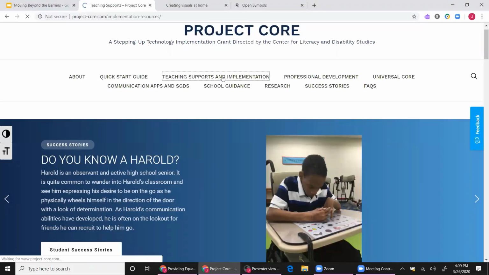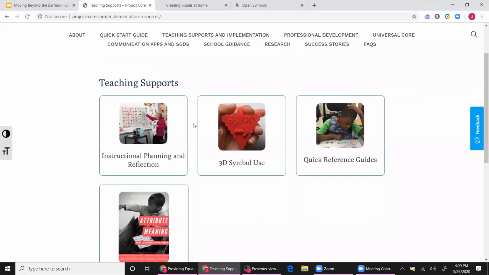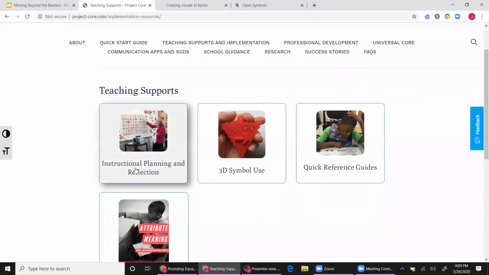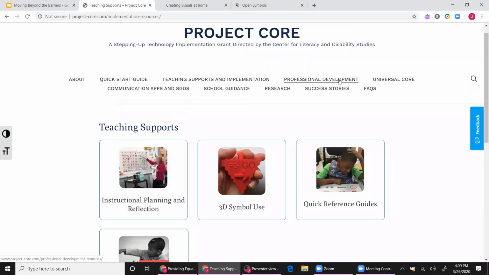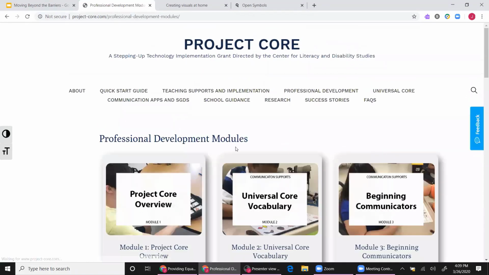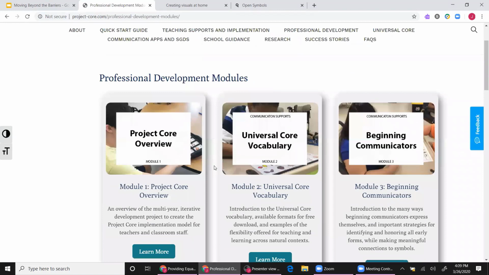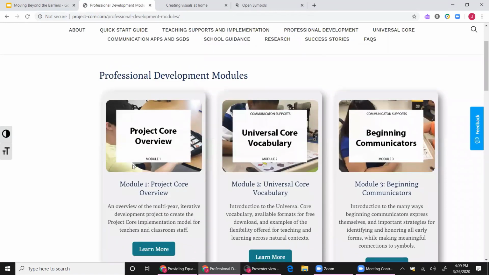If we look at the teaching supports and implementation, they have some classroom posters and some instructional planning guides. If we look under professional development, they have these different professional development modules. In my district, we really use these to help train our staff, or we can even share them with parents so that they understand what we're doing. Given our distance learning right now, these would be some great coaching materials that you could go over with parents who are trying to implement core vocabulary in their home.